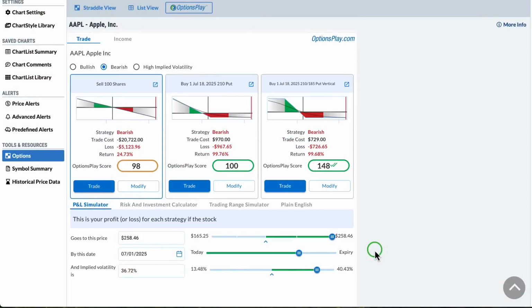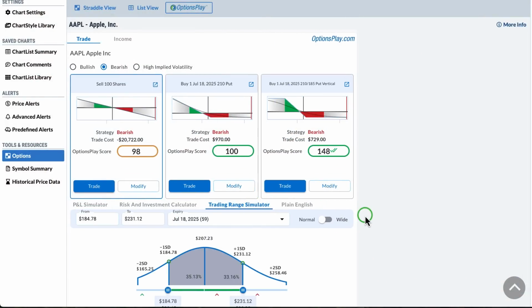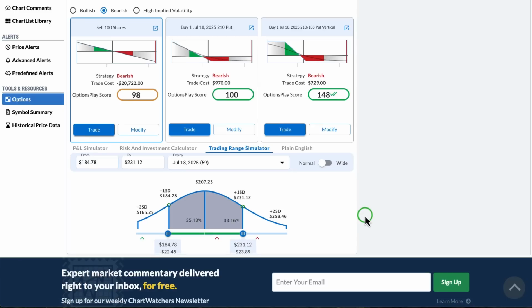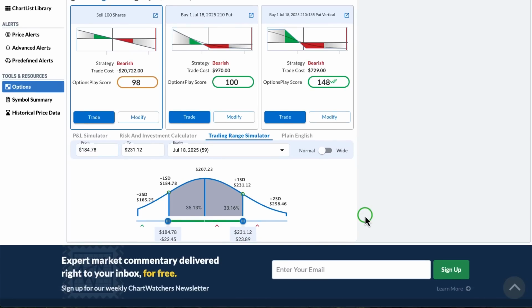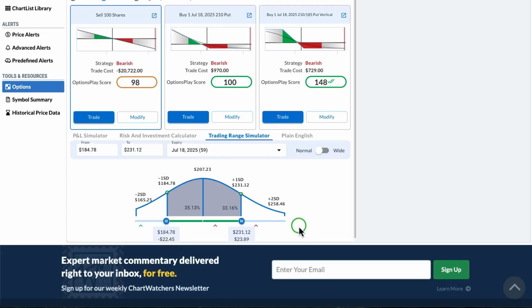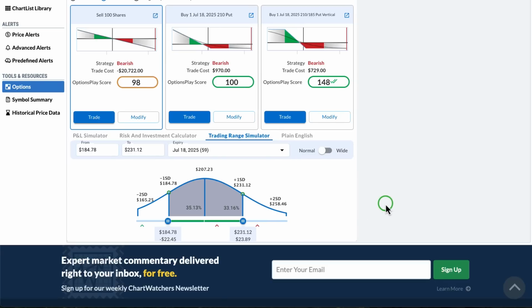Now, another thing that caught my eye was the trading range simulator. It's got a nice little bell curve-like graph, so yay, I like graphs. How does that one work? So when you think about option strategies, the challenge with the P&L graph is that it charts all the possibilities of what happens if the stock goes all the way to zero, or what happens if the stock goes all the way to infinity.